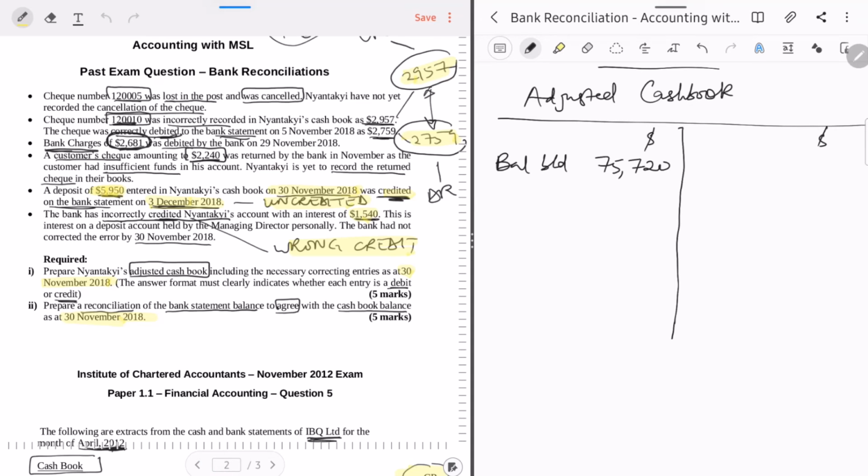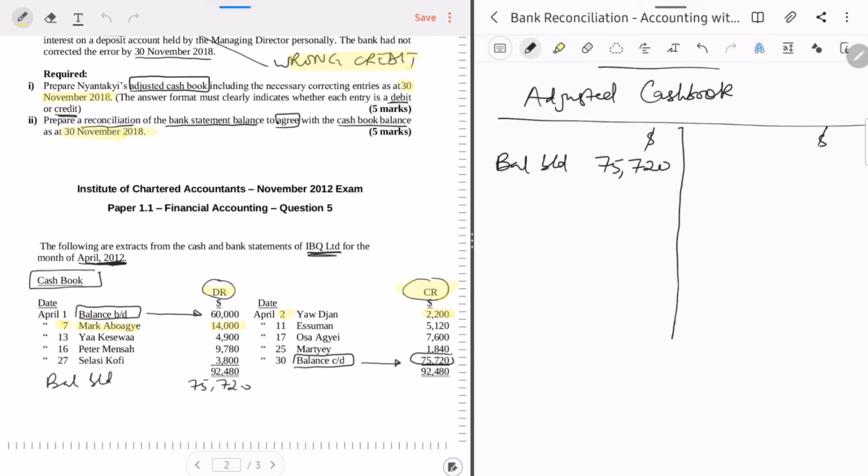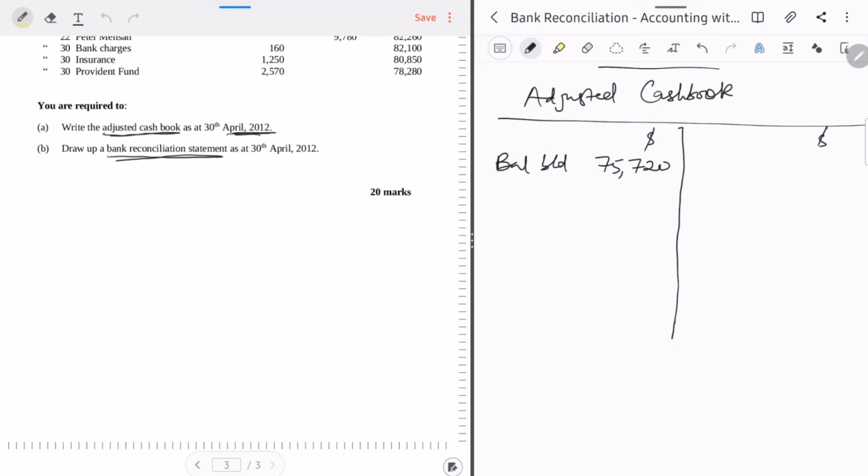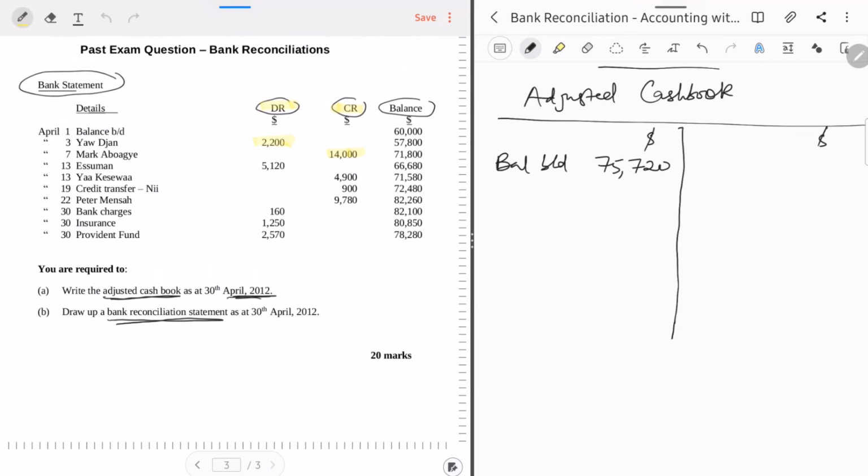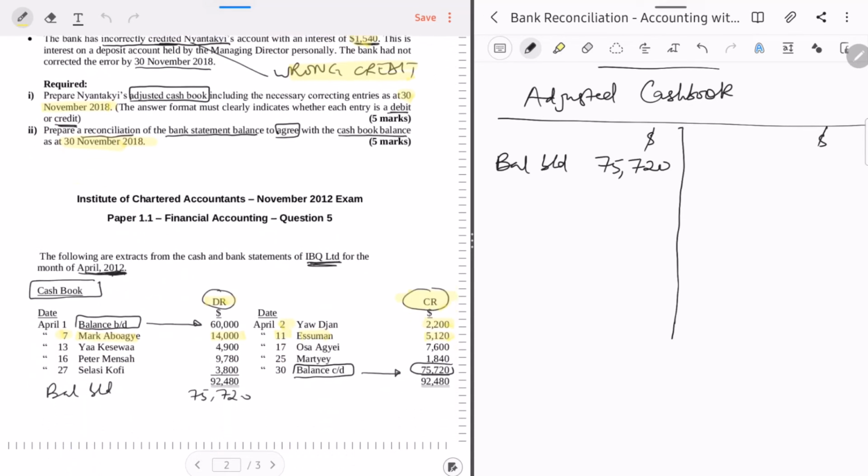Let's go back to the cash book. On the 11th, there is a Suman of 5,120. So let's go to the debit, since here was a credit, and see on the bank statement. On the debits, perfect. There is debits of what? 5,120. That's also perfect. So far, so good.